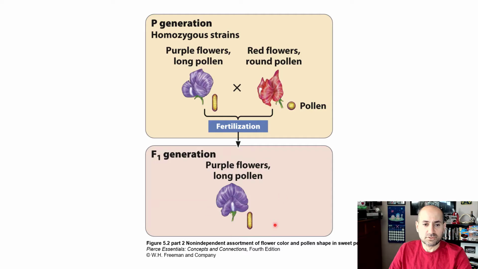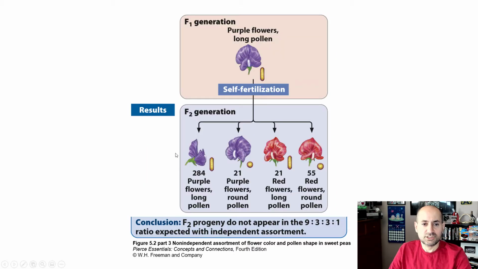You would cross them, and so far so good. All of the offspring were purple with long pollen phenotype. So purple must be dominant. Long pollen must be dominant. So far so good. But in the F2 generation, remember, this is where we expect to see a 9-3-3-1 ratio, because this is a dihybrid cross, two different traits, flower color and pollen shape. We expect to see a 9-3-3-1 ratio of offspring here.